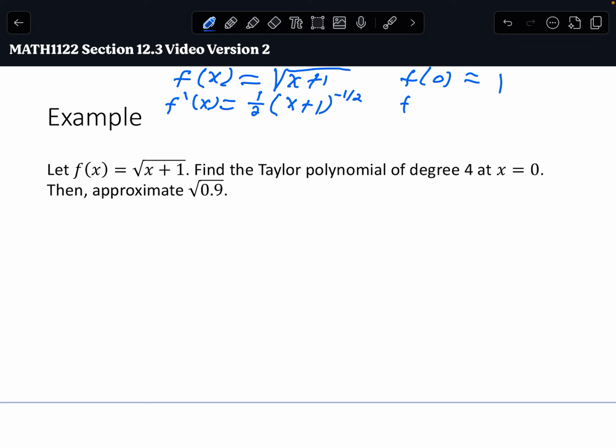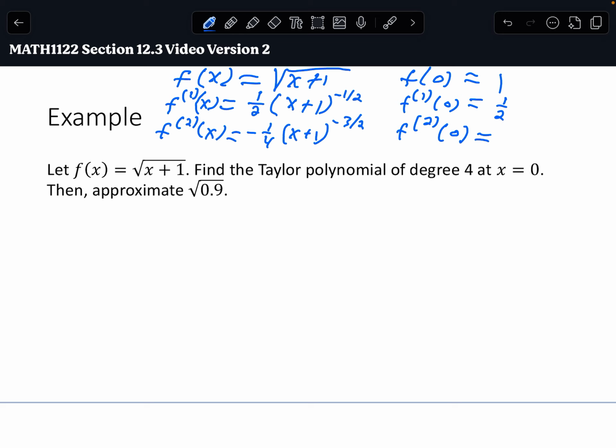And if we pop in 0 into this first derivative, and let me just put the same notation on here so it makes sense of this being the first derivative, we get a value of just 1/2. The second derivative of f at x is going to be negative 1/4 times x plus 1 to the negative 3/2. And if we evaluate the second derivative at 0, you would get a value of negative 1/4.